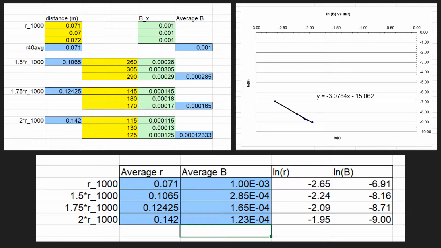Using this data, I was able to graph the result and find the slope by taking the natural log of both sides. The slope was -3.0784, which is useful in helping calculate the relationship between distance and the strength of that magnetic field.